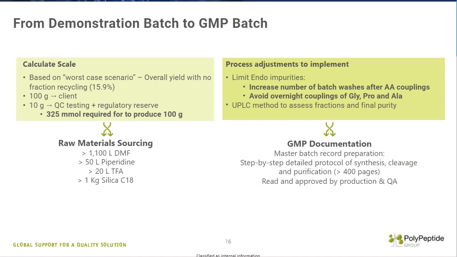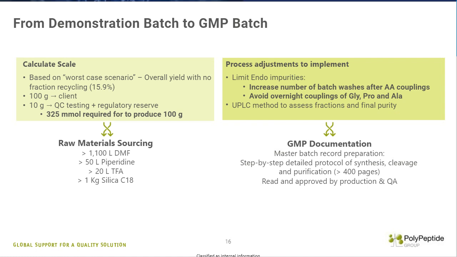So taking all these different considerations into account, we then put together our GMP documentation. This, of course, is a very important step in any GMP campaign. So we put together our master batch record. This is a detailed step-by-step protocol of each step in our production, so our synthesis, our cleavage, and purification. In the case of this campaign, we came to over 400 pages for the entire document. And of course, this document has to be read by our production team and also our quality team to ensure that it's correct. And it's also read by me in terms of ensuring that technical aspects are respected.